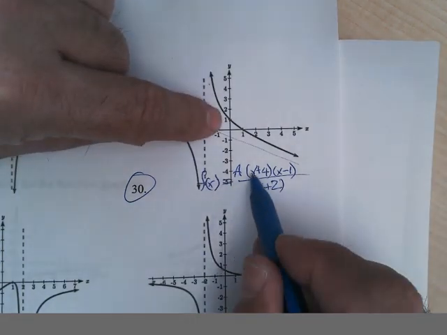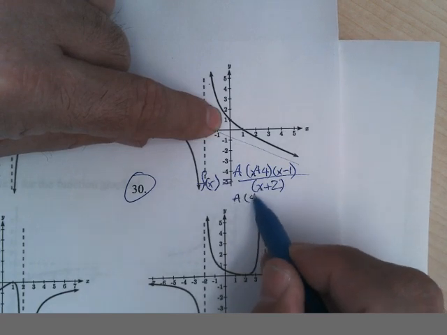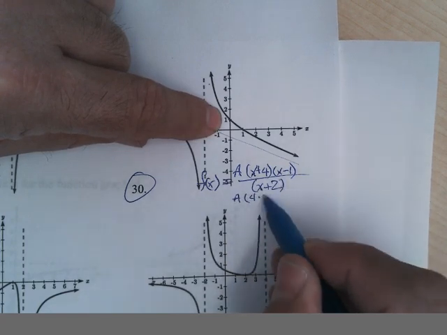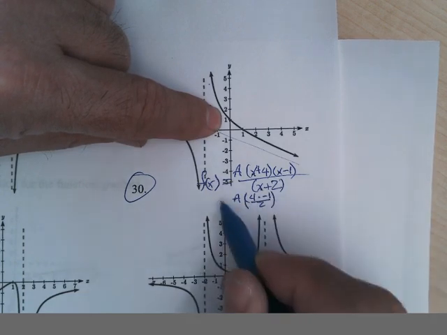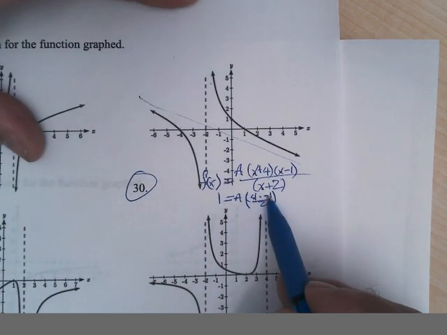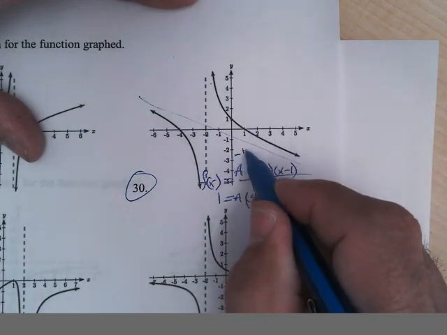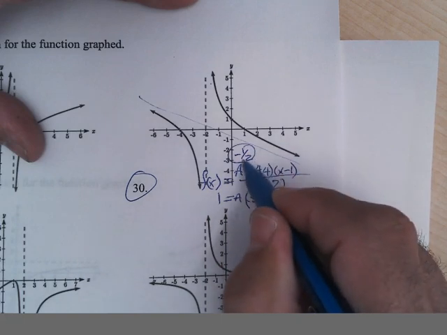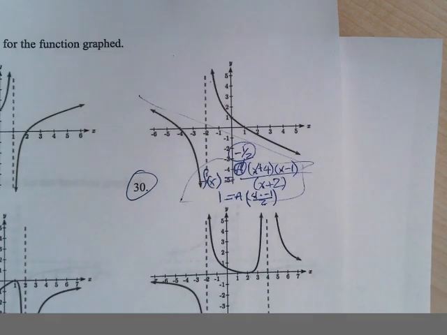When x is 0, we're supposed to get 1. So I'd have a times 4 times negative 1 divided by 2 is supposed to equal 1. Well, let's see. 4 times negative 1 is negative 4. Divided by 2 is negative 2. So divide by negative 2, and a will be negative 1/2. That's what would go in for the a. And then I would have my function, and it will have the oblique asymptote, slant asymptote.